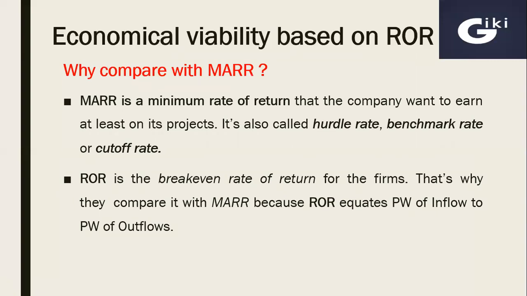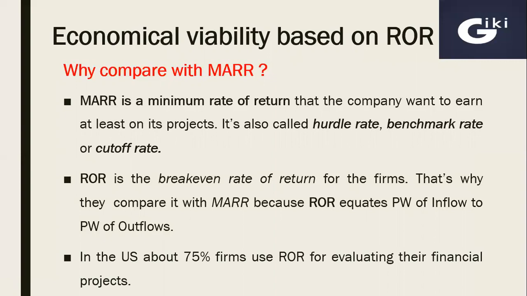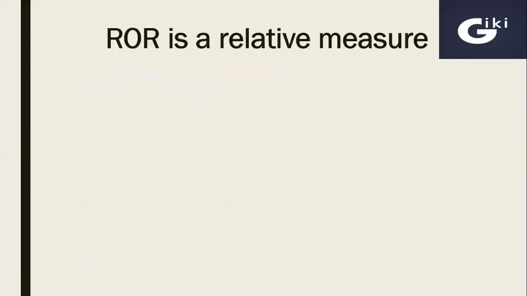So ROR is the break-even rate of return for the firms. That's why they compare it with MARR, because ROR equates the present worth of inflows to the present worth of outflows. That's why we have to compare the rate of return with the minimum attractive rate of return to have an idea whether we have got a good investment or bad investment. In the US, about 75% of firms use ROR for evaluating their financial projects. So this is a widely used method of evaluating financial investments or projects.